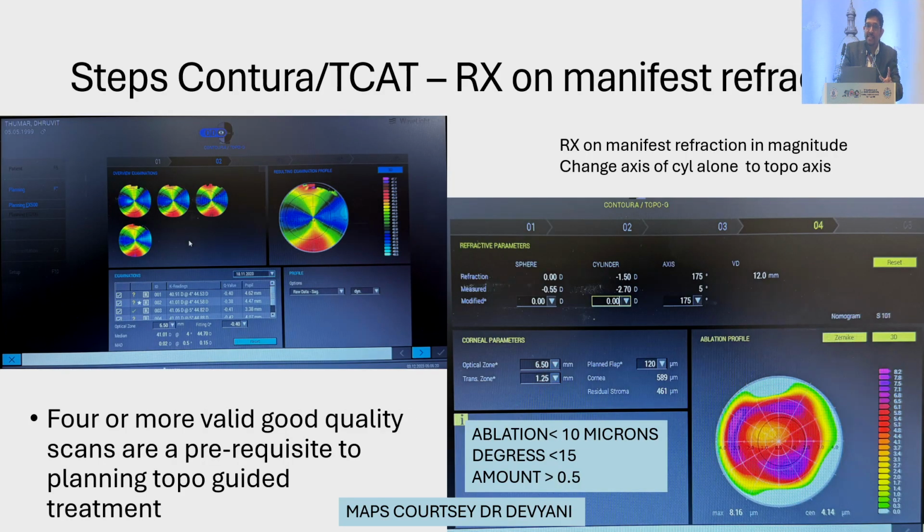So the most important step in doing a topography-guided treatment is to get a good, reliable image. Garbage in, garbage out. If your topographic images are poor, no point in treating the patient with that. The next would be, if you're going to be treating on the manifest refraction, like in this patient, the ablation was less than 10 microns difference from a zero ablation. The degrees of difference between the topographic and the acceptance axis was less than 15 degrees, but the amount of astigmatism was more. Here, we went ahead with just correcting the patient's acceptance astigmatism of minus 1.5, and the patient did well.